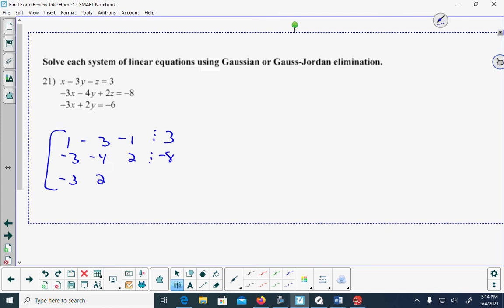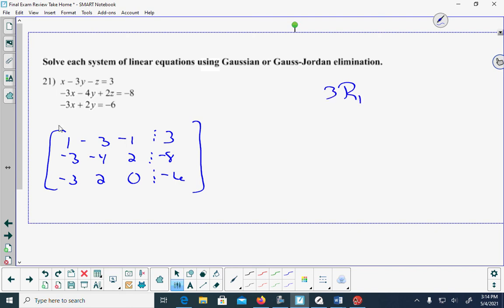X, Y, there is no Z. So the first thing I'm going to do is row 1 and row 2 to eliminate my X. So when I do that, I am going to multiply row 1 by 3. So over here is going to be my workspace.